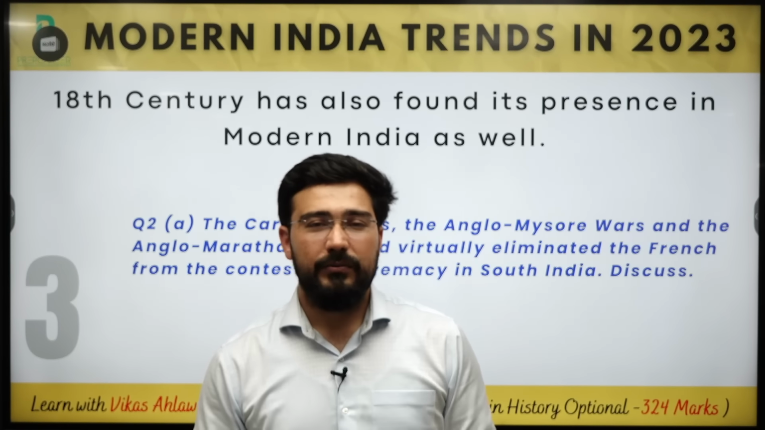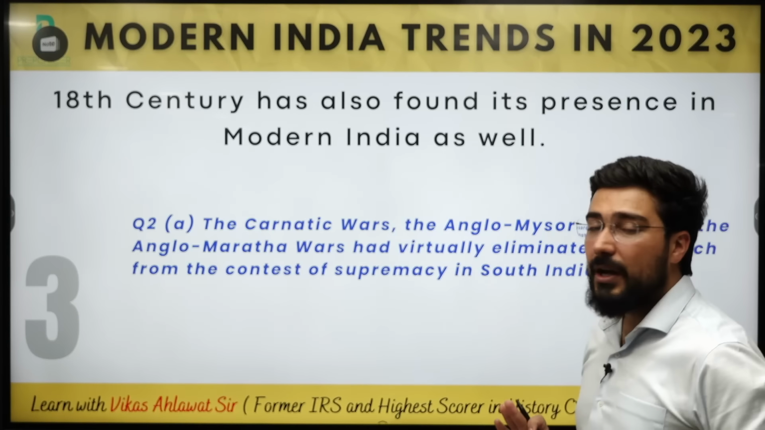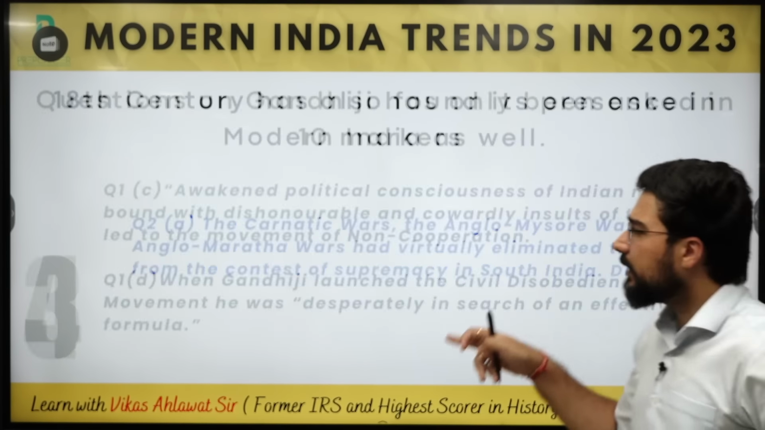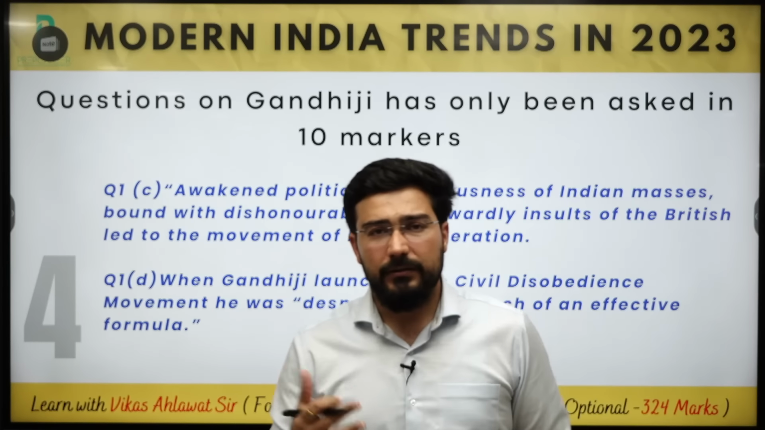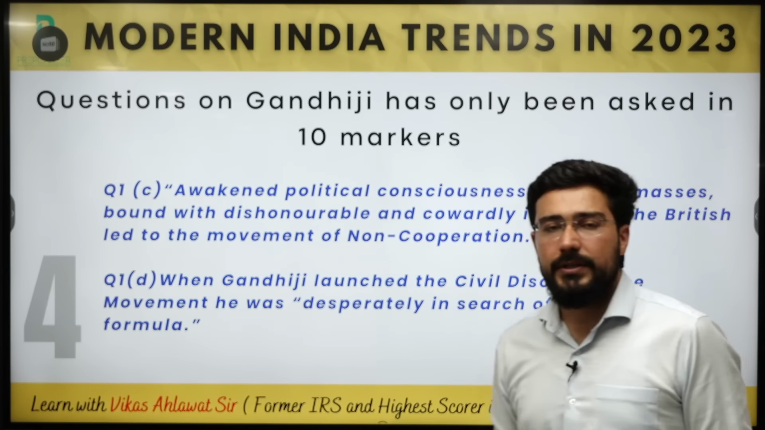So make sure that you prepare the 18th century very well for the sake of Paper 1 as well as Paper 2. Here they have combined all the wars, Carnatic, Anglo-Mysore, Anglo-Maratha wars, etc., and how it led to the decline of the French. Then 2 10-marker questions were asked on Gandhiji.